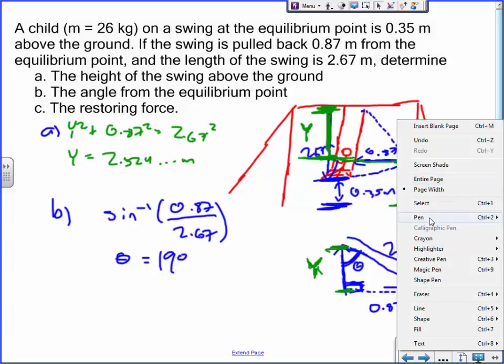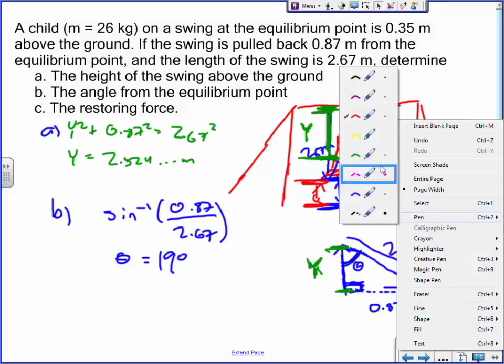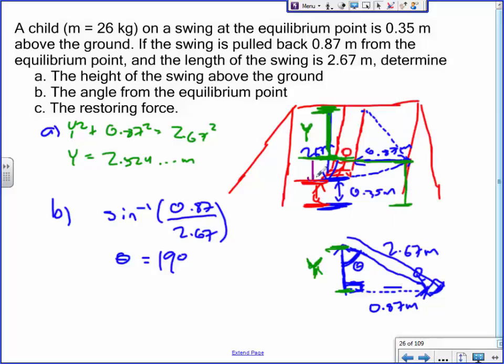Well, the actual height above the ground is really made up of two things. There's the 0.35 that was always above the ground, but then there's the extra little bit up that it gets pulled. And we really want to find that extra little bit. To find that, remember how the whole length of the swing was 2.67? So if you take 2.67 and you subtract this 2.524, that'll tell you how much extra vertical height it was swung upwards by. From here to here was 2.67 in purple. In green, this was 2.524.